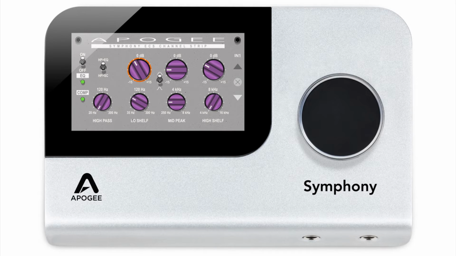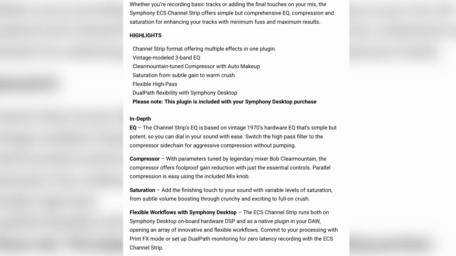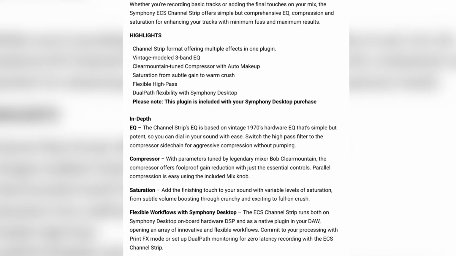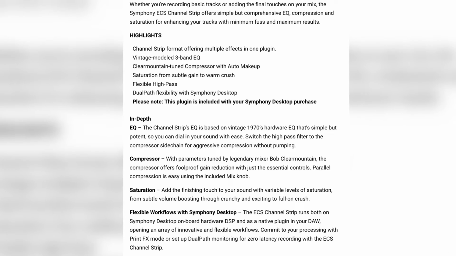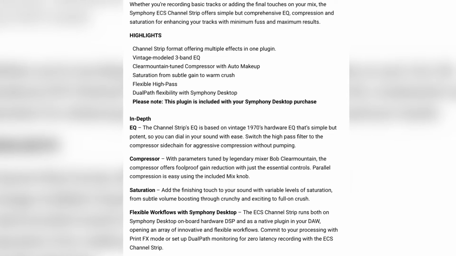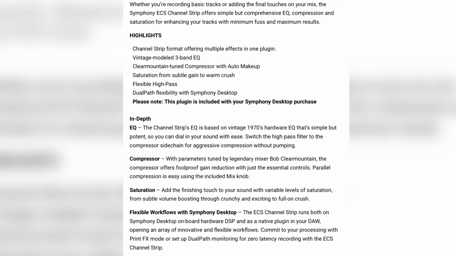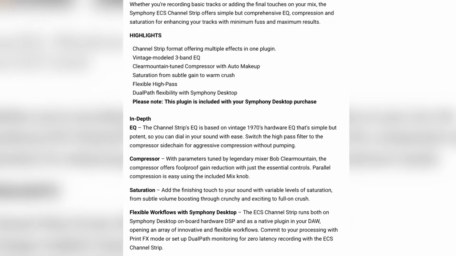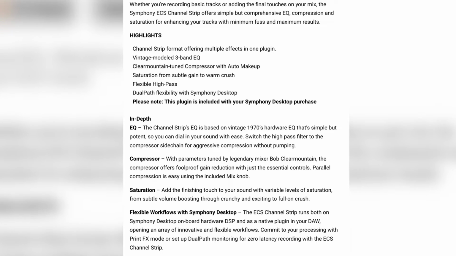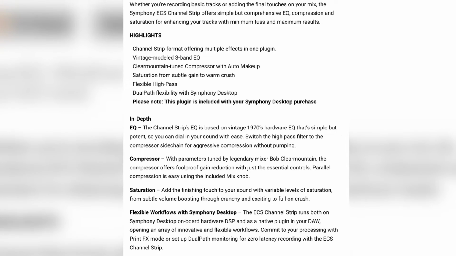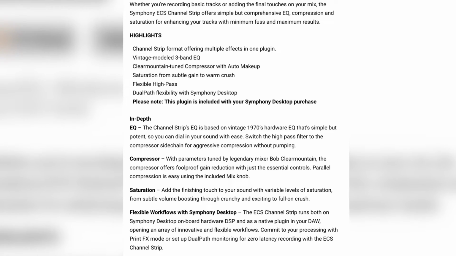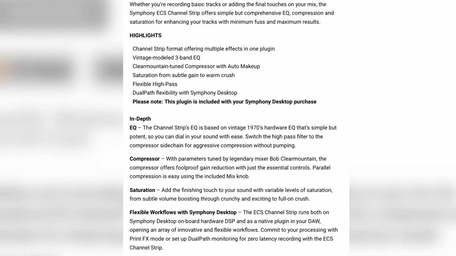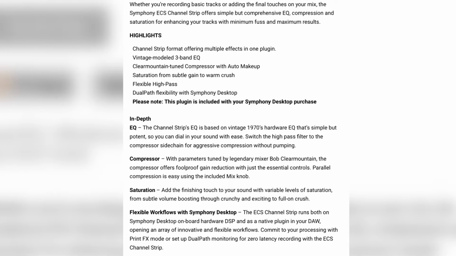And I'm gonna read the description here. It says, whether you're recording basic tracks or adding the final touches on your mix, the Symphony ECS channel strip offers simple but comprehensive EQ, compression, and saturation for enhancing your tracks with minimum fuss and maximum results. The channel strip's EQ is based on vintage 1970s hardware EQ that's simple but potent, so you can dial in your sound with ease. Switch the high-pass filter to the compressor sidechain for aggressive compression without pumping. The compressor has parameters that are tuned by the legendary mixer Bob Clearmountain. The compressor offers foolproof gain reduction with just the essential controls. Parallel compression is easy using the included mix knob.